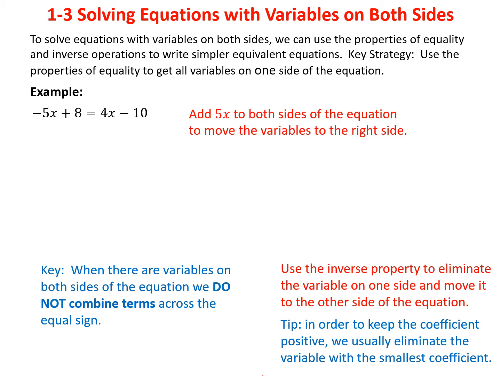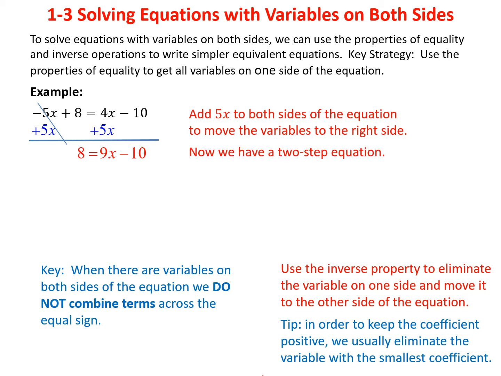So we're going to add 5x to both sides of the equation to move the variables over to the right side. Notice there, minus 5x plus 5x is 0x, so that goes away, and I'm left with 8 equals 9x minus 10. Now by doing that, we have a two-step equation, just like we worked on before. So this is easy. First step, undo whatever is added or subtracted to the variable. We have a subtract 10, so we're going to add 10 to that side. And now we have 18 equals 9x.